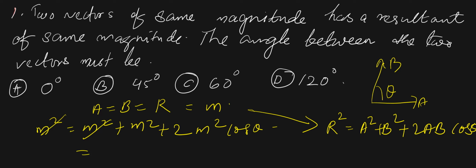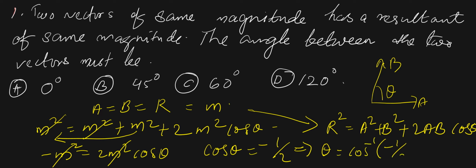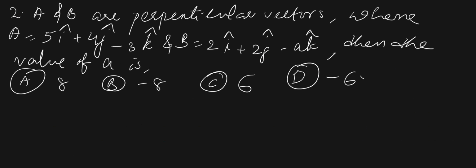Or we can write 2m square cos theta equal to, we can take this to the left side, so that minus m square. Or cos theta equal to minus 1 by 2, which means that theta equal to cos inverse minus 1 by 2, that is 120 degree. Option D is the correct one.